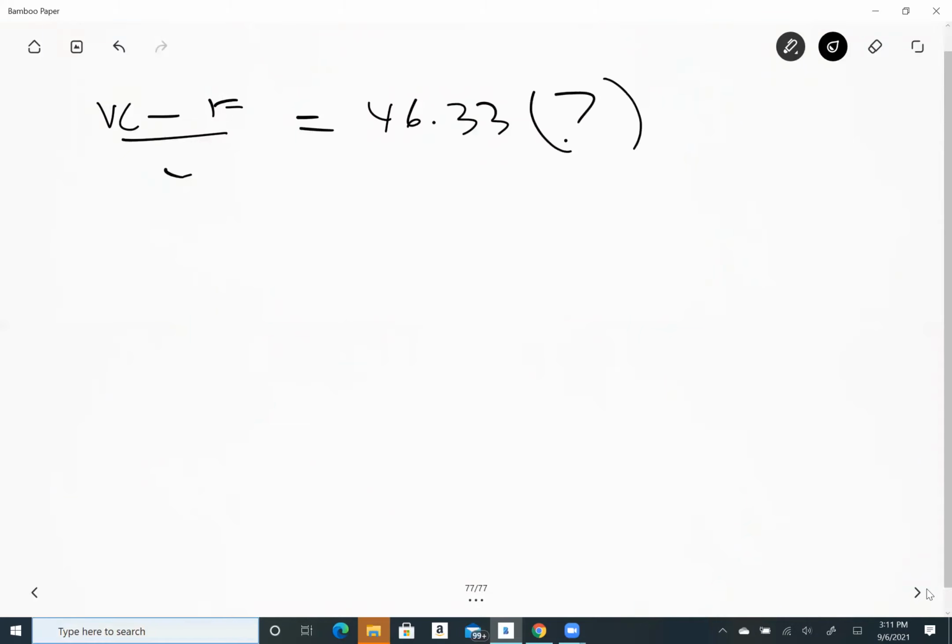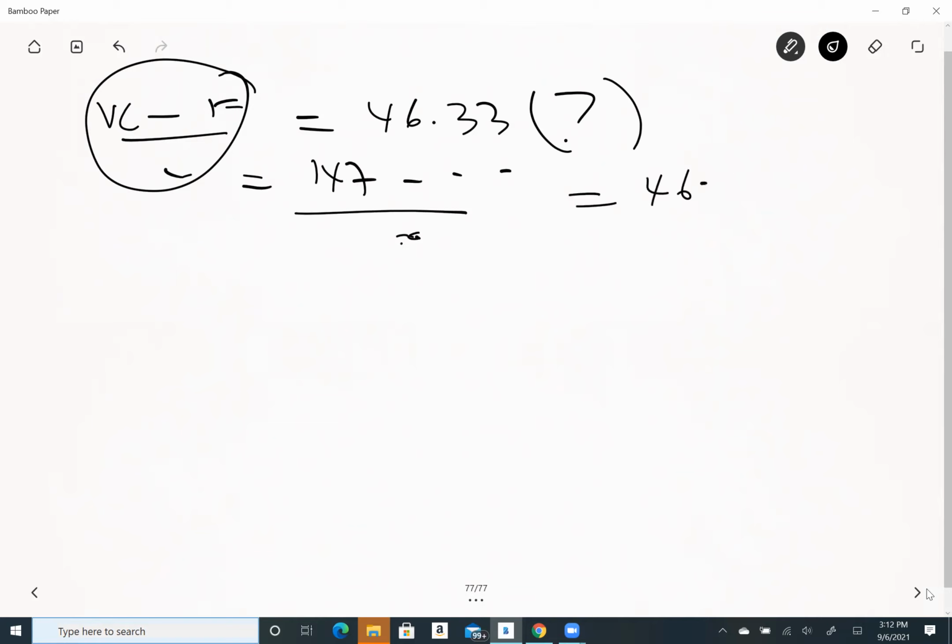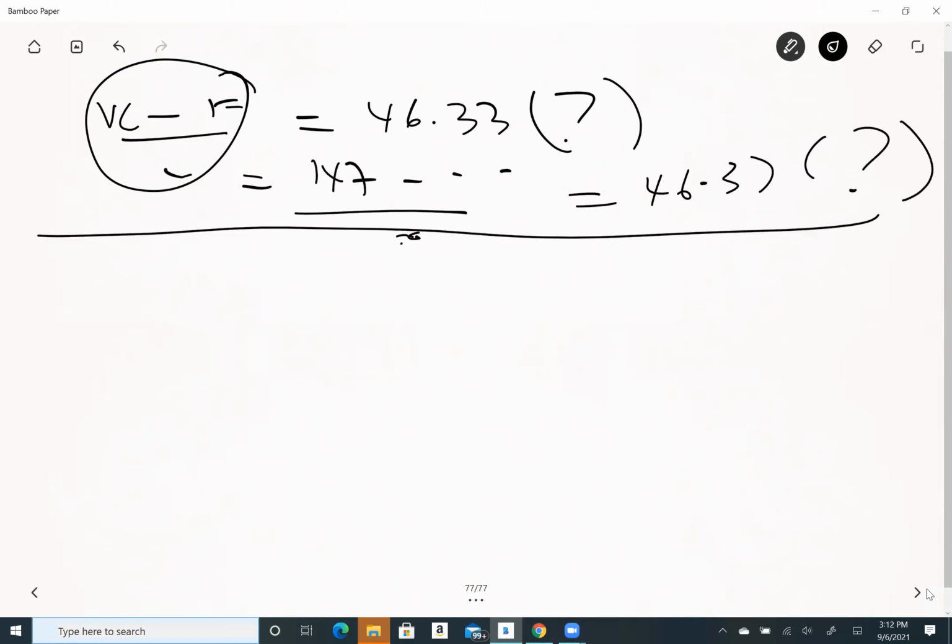And some people also didn't put this thing. They just put the number. I forgot exactly, but there are 147 minus something divided by another number, and you got 46.33. So this one, I don't know how you got it. All right. Our way is what we learned in the class.